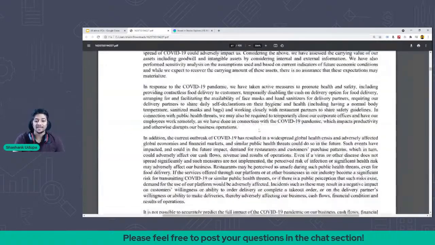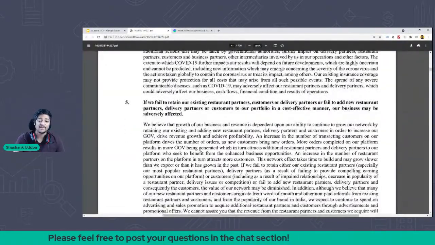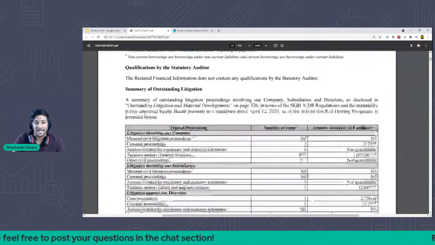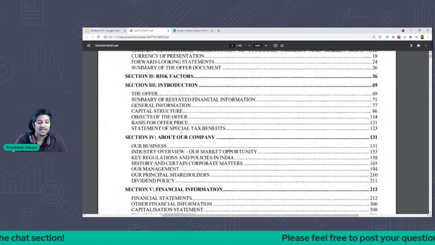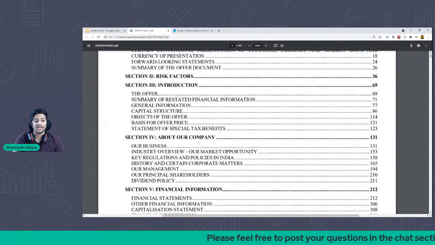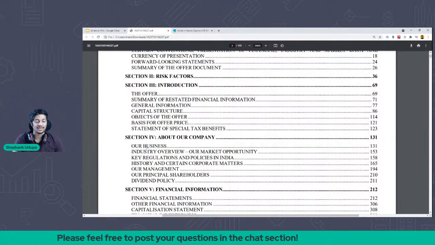So this section basically talks about the risk associated with investing in this particular IPO. Once you see the risk, you have understood the risk. Next thing you need to go to section 4 about our company, which is known as our business. You can see our business here. This is something we need to click on.